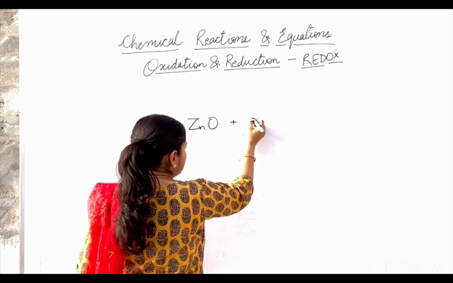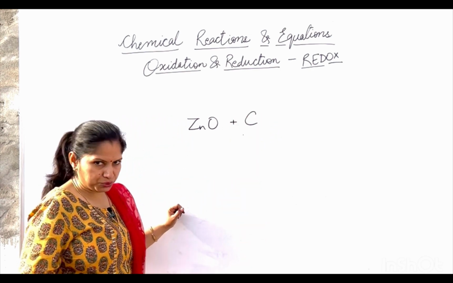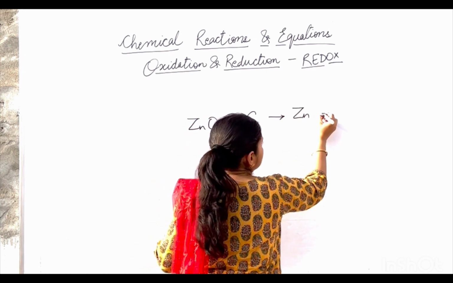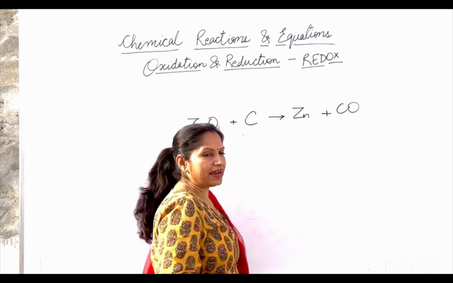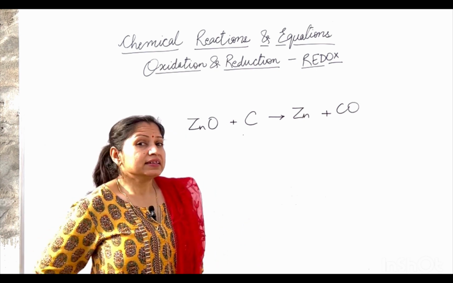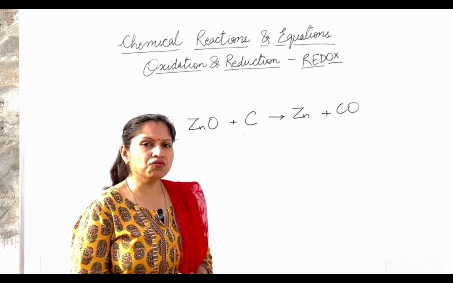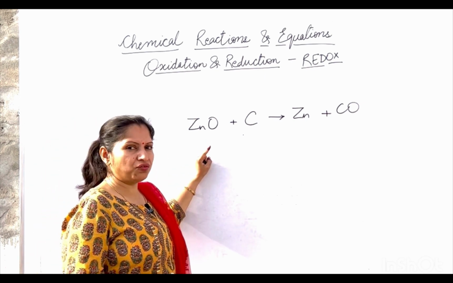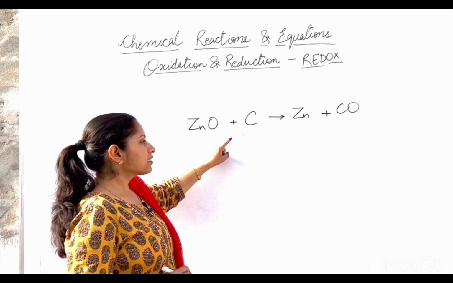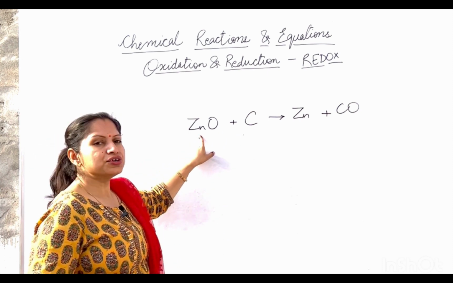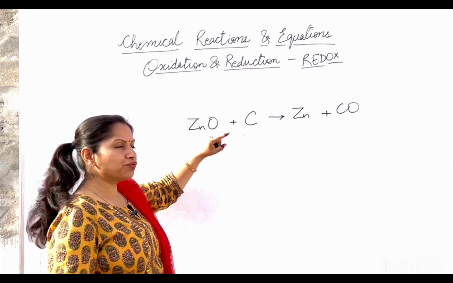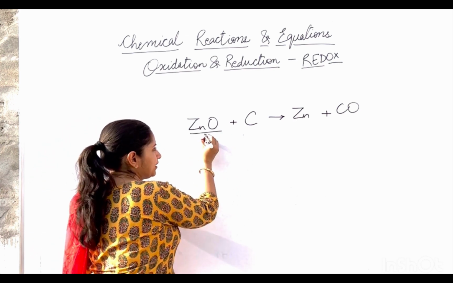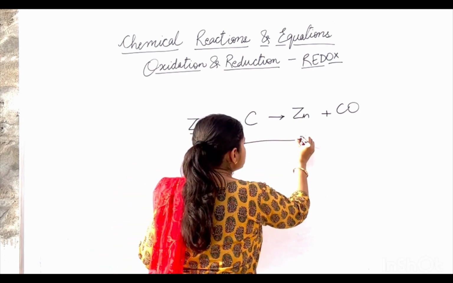If zinc oxide is there and carbon is added to it, then we get zinc and carbon monoxide formed. This is also an example of redox reaction, and this is also an example of displacement reaction. Carbon is more reactive than zinc, so it displaces the oxygen from zinc oxide. So in zinc oxide, there is removal of oxygen.